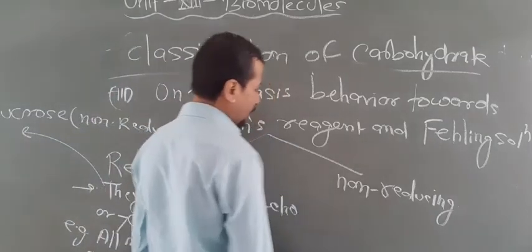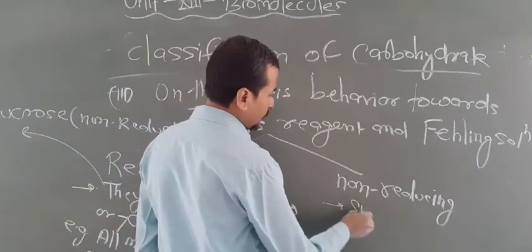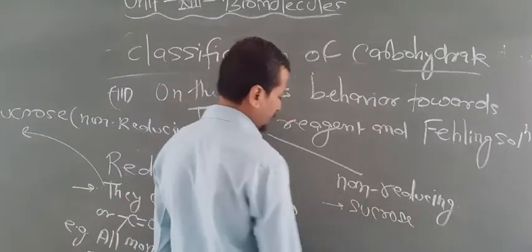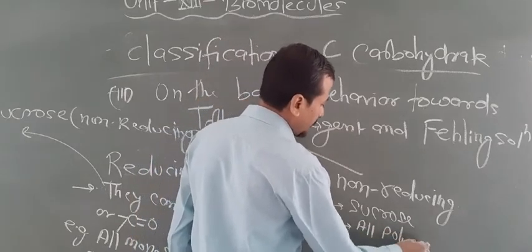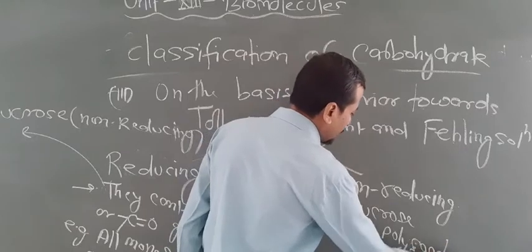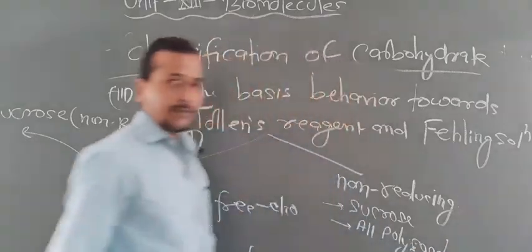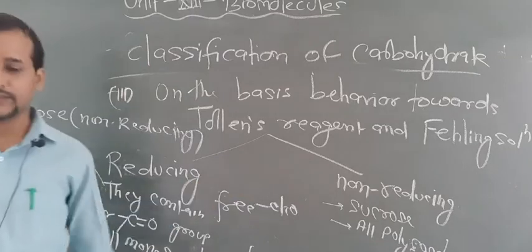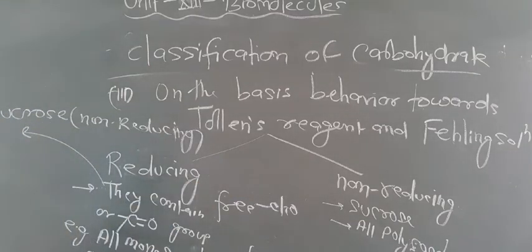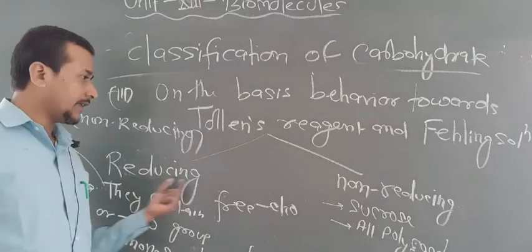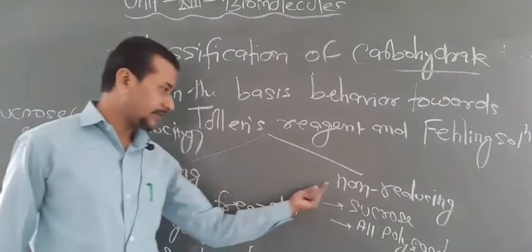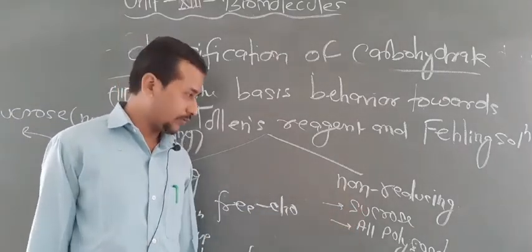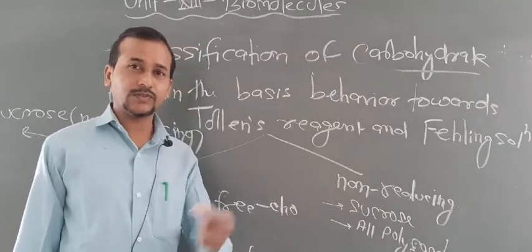Now coming to non-reducing sugars. The first example is sucrose and all polysaccharides are examples of non-reducing sugars. In this way you can differentiate between reducing and non-reducing sugars. This contains a free aldehyde or ketonic group, but this contains no free aldehyde or ketonic group. You have to learn the examples of reducing and non-reducing sugars.